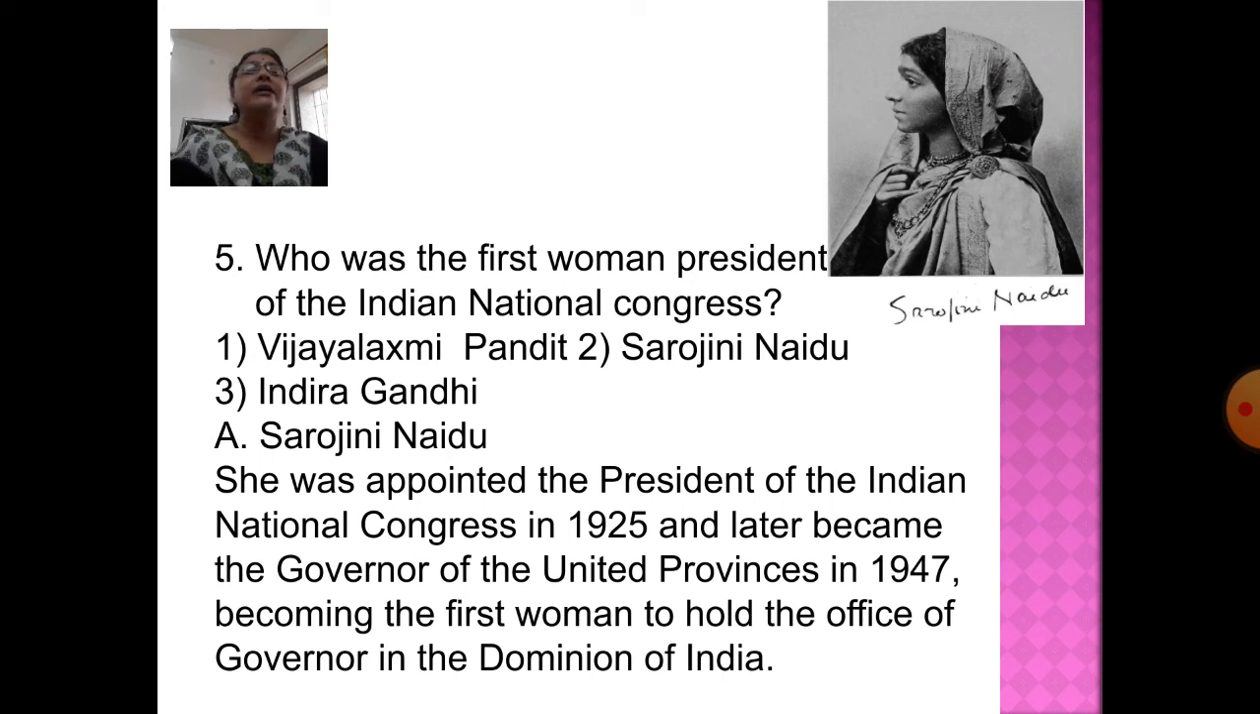She was appointed the president of the Indian National Congress in 1925 and later became the governor of the United Province in 1947, becoming the first woman to hold the office of governor in the Dominion of India.